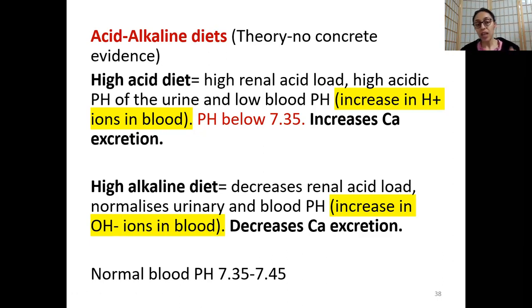Now with alkaline diets, basically it decreases the renal acidic load. It normalizes your urinary pH. It normalizes your blood pH. See, an alkaline diet is not saying that it makes your blood pH more basic in nature, so it's not that you have alkalosis happening. It helps to bring the pH back to normal. So when your blood pH is normal, when your urinary pH is normal, when your kidneys are not taxed, meaning they don't have a high acidic load, this will decrease your calcium excretion.